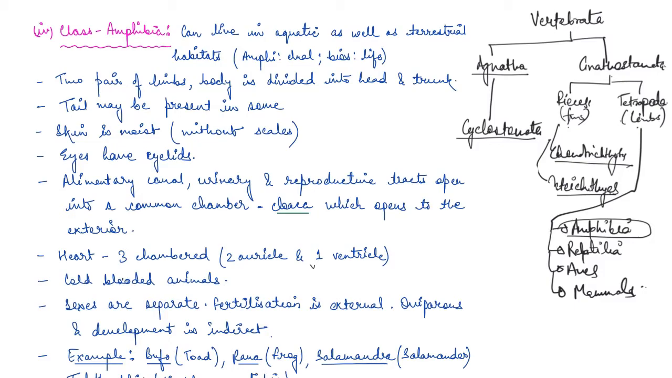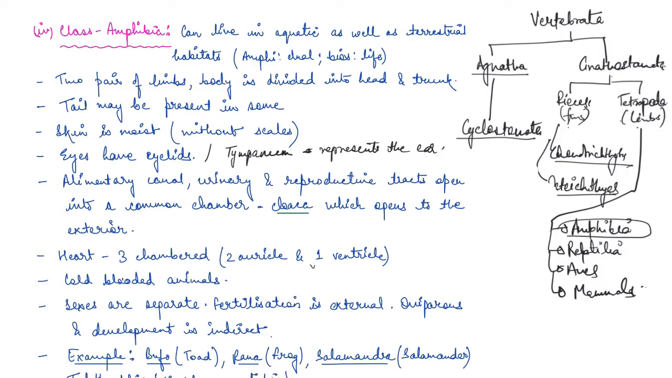Now the amphibian skin is always moist, so it is without scales, and the eyes have eyelids as well. Then they have a tympanum, which represents the ear. Now the alimentary canal, urinary and reproductive tract all open into a common chamber which is known as the cloaca, and this cloaca opens to the exterior.